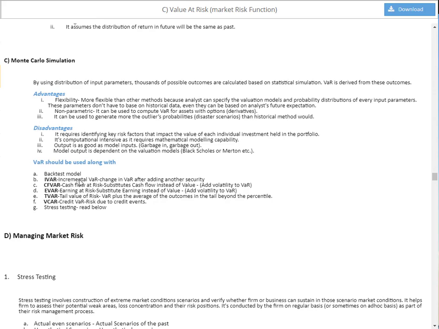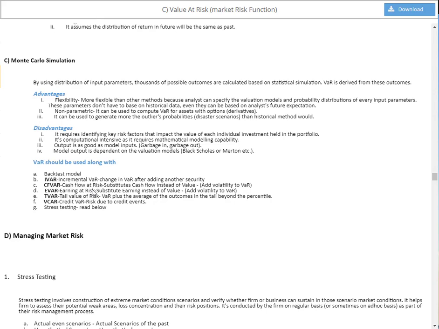There are different flavors of VAR, and the VAR value should also be tested with backtesting of VAR. Backtesting means the VAR results are checked against the actual market prices. VAR is a kind of prediction, and it should be measured against the actual outcome so that we know how the model is performing, so that this model can be fine-tuned. That method is called backtesting. IVAR, incremental VAR, is just checking the VAR values by adding another security to the portfolio.